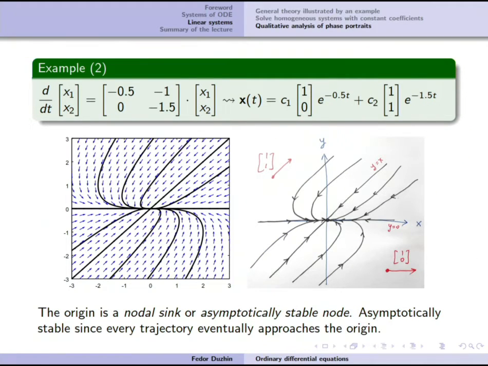All right, so here is the actual phase portrait and the sketch. In this case, when we have two real eigenvalues, both negative, everything converges to the origin. The type of critical point at the origin is called a nodal sink, or asymptotically stable node. And so it happens if we have two real eigenvalues and both of them are negative.